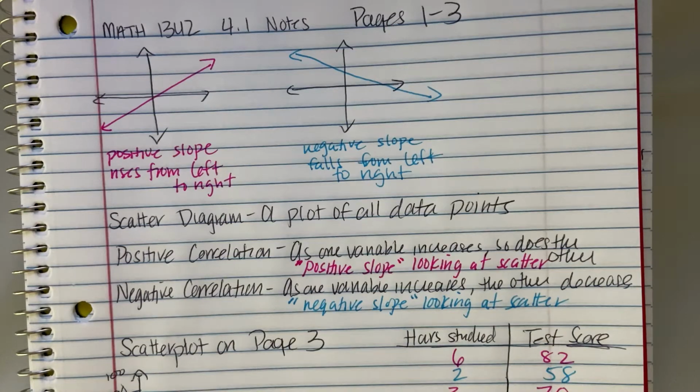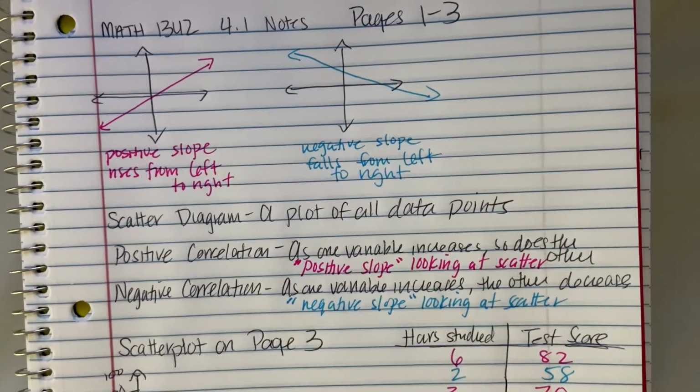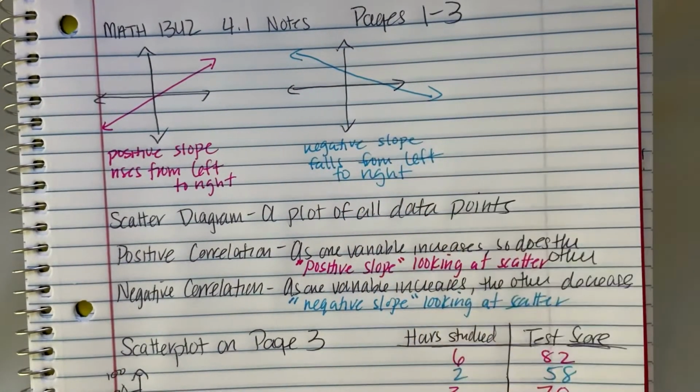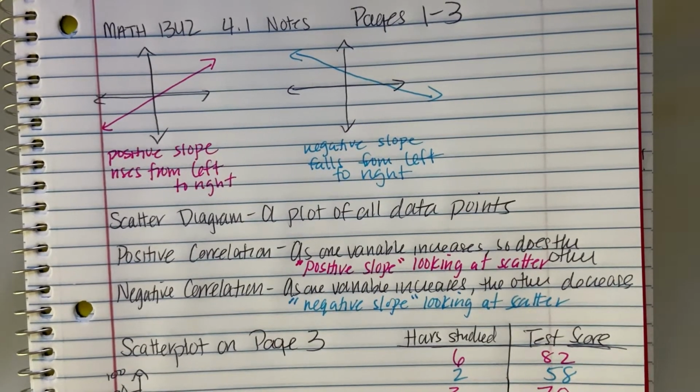So first off, a positive slope looks like this line. It rises from the left to the right. A negative slope falls from the left to the right. So a lot of what you're going to be doing is looking at scatter diagrams and looking if the dots generally look like they're rising from left to right or if they're generally falling from left to right.